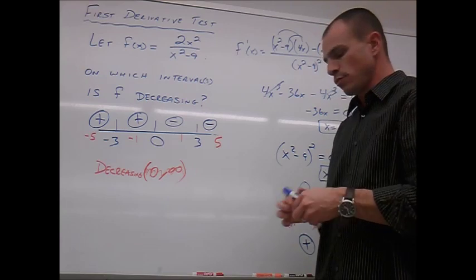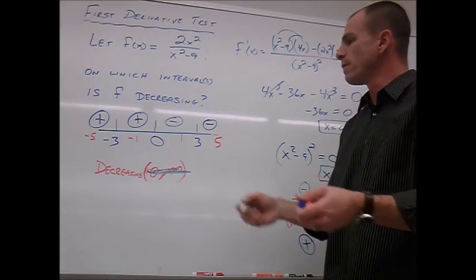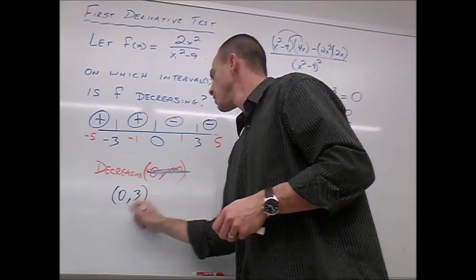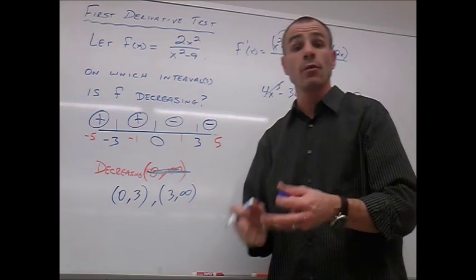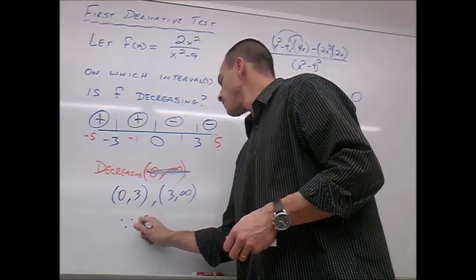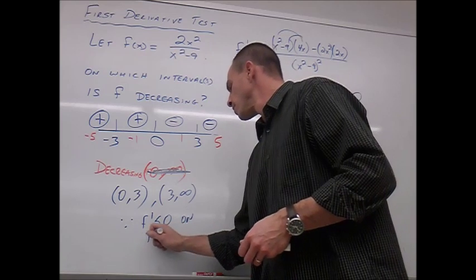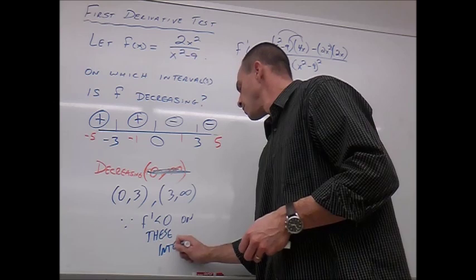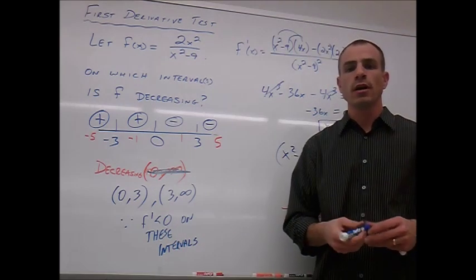That was a pretty bad job of crossing that out. Let's try that again. There we go. All right, if we're looking for when the function is decreasing, we would need to say between 0 and 3, and also from 3 to infinity. Okay, and again, we're always giving a reason, and the reason would be because f prime is negative on these intervals. And once we have that reason down, along with our 2 intervals, we are good to go.